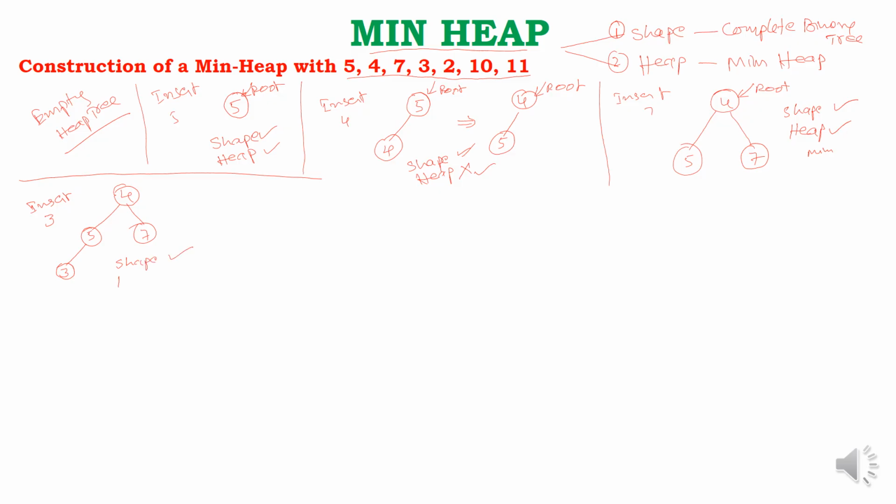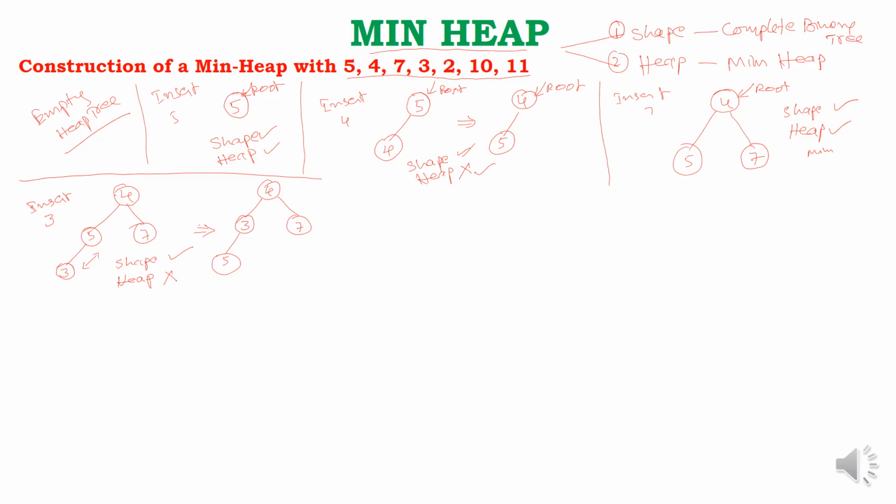What about heap property? Is it satisfying min heap property? No, because see 4 is less than 5, 4 is less than 7, but 5 is not less than 3. So you have to interchange these two to make it satisfy heap property. So 4, then 3 and 5 are interchanged, 7.